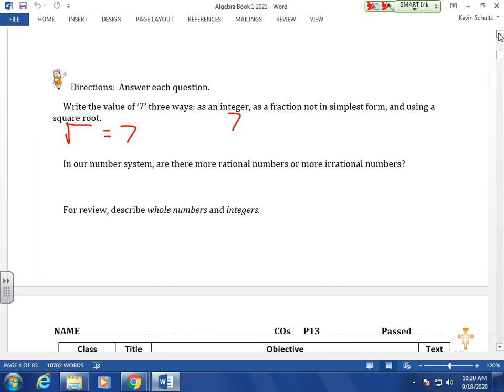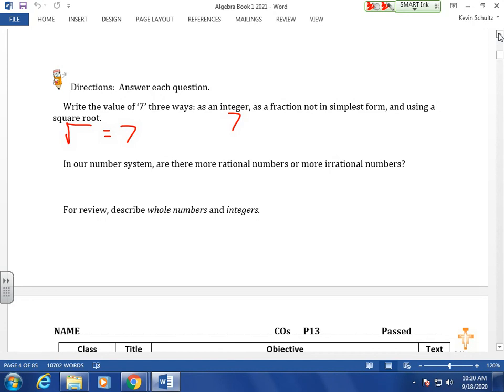And then lastly, for review, describe whole numbers and integers. We already talked about integers. Whole numbers are a subset of that. It's a more specific set. Okay, see if you can look back in your notes from last year perhaps, or use the Google if you're not sure, to define that. And that's it. Starting rather painless, I think, with CO1.